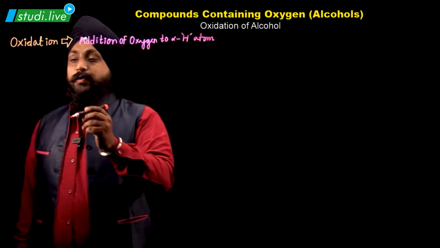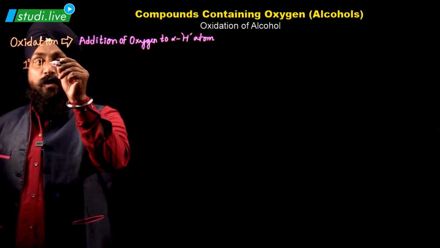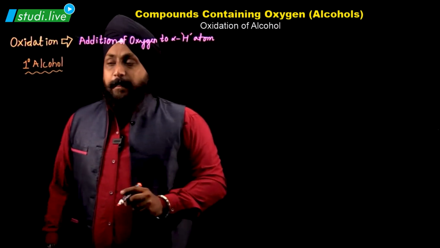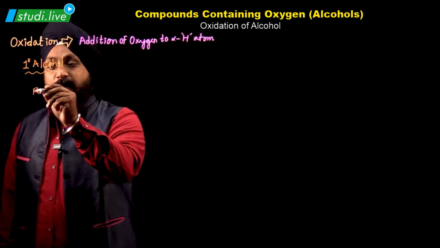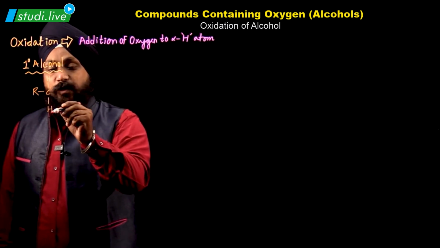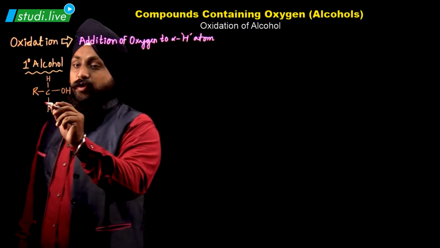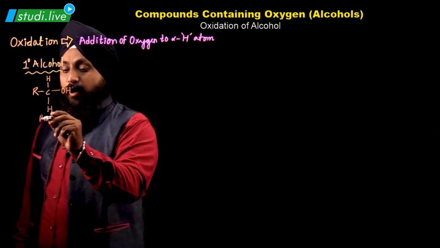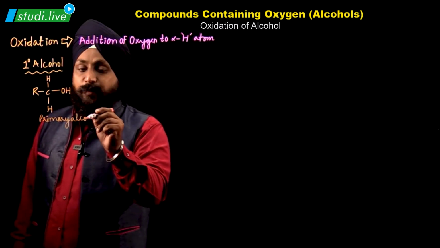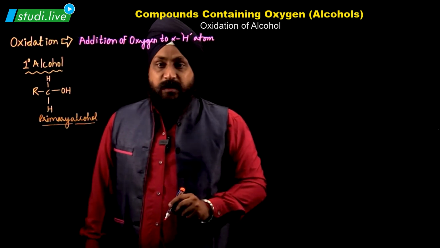Now students, we will be carrying out oxidation for which alcohol? Oxidation for primary alcohol. Now, how to write this primary alcohol? Here it is RC, here it is H, here also H, and here it is OH. This is your 1 degree alcohol, which you write as primary alcohol.